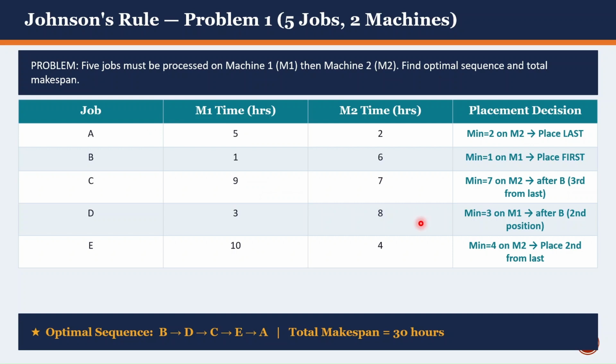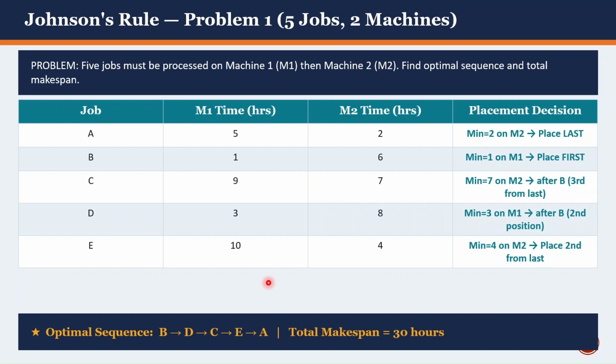Okay. Now, similarly, I'll check the next minimum. So the next minimum for M1 is the job D. Okay. So next I'll sequence this minimum 3 on M1 after B, in second position. Then the next minimum is 5, and then the next minimum is C, and then the last is E. Okay. But what is the optimal sequence that has been given? BDCE. Let us see how this comes.